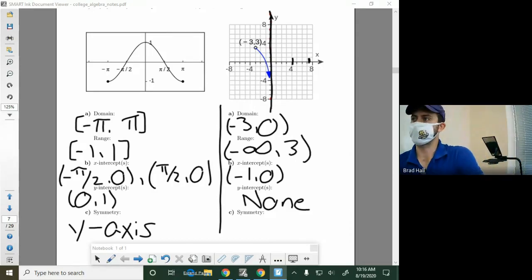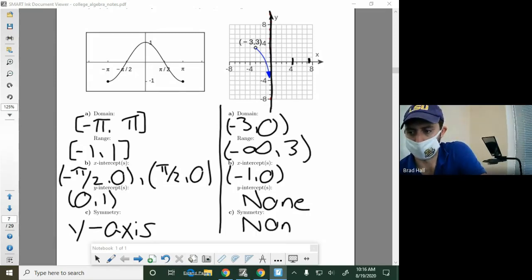Finally, we look at symmetry. I think it's pretty clear that there's no symmetry here. Definitely not with respect to the y-axis. With respect to the x-axis, it does not reflect at all. There's no symmetry. No. The origin, you can rotate it 180 degrees. It's not going to matter.